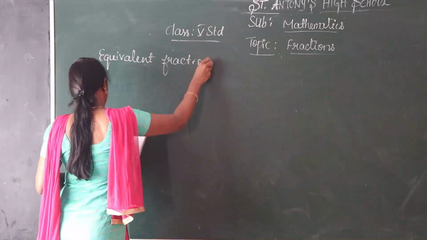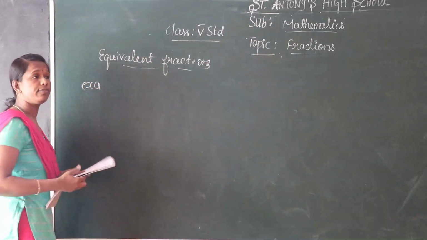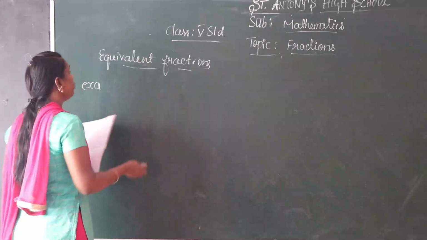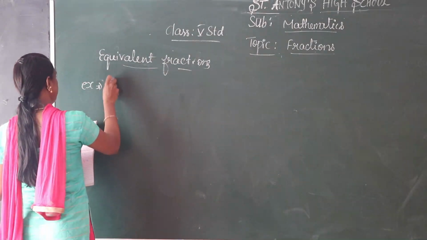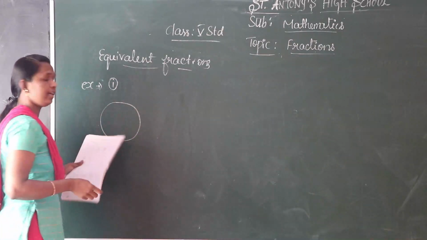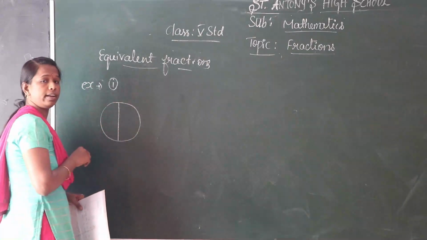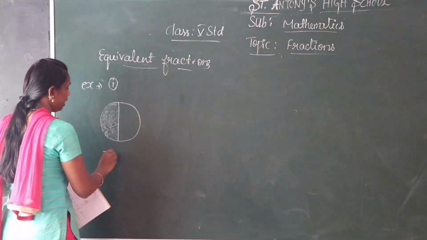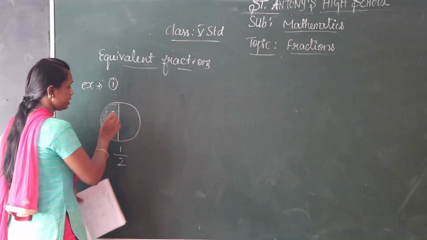In that one, example number 1. So you know that whole 1, half that is 1 by 2, 3 by 4 and 1 by 4, like that. You know that. Example number 1. If we take one circle, this is the whole part, you know that. Cut it into 2 equal parts. You can write the shaded part as the fraction 1 by 2. So 2 is the total number of parts, 1 is the shaded part.